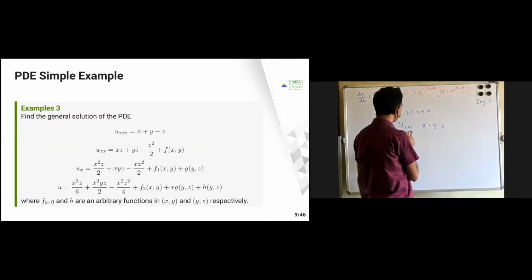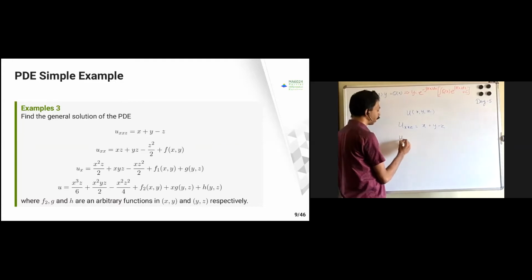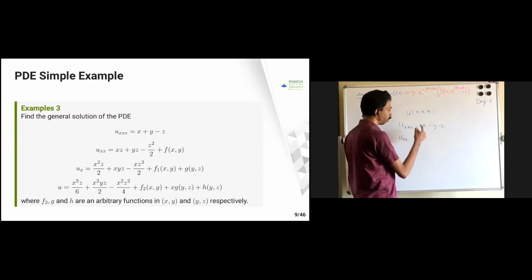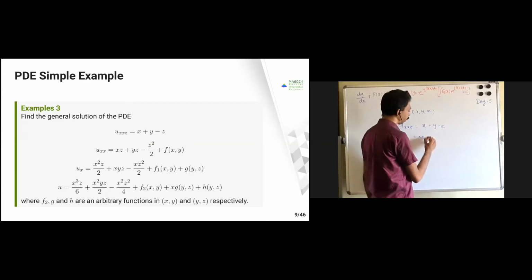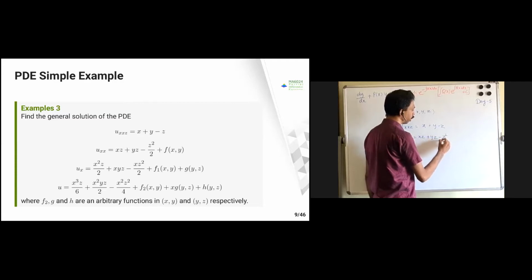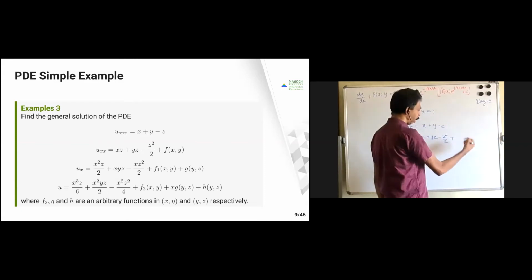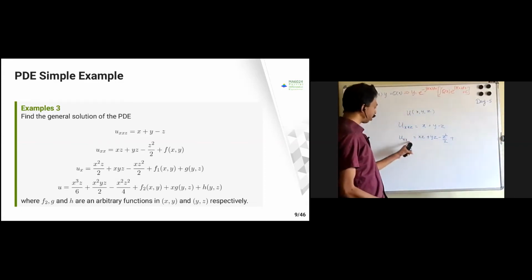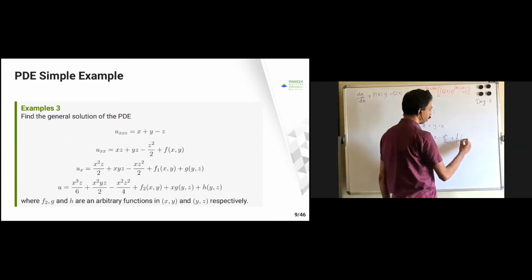So I'm just going backward. First I will integrate with respect to z. So uxx, integrating with respect to z: x is constant, therefore this will become xz. y is constant with respect to z, so it will become yz. And I have z here, minus z square by 2. Plus some arbitrary function will come, since I'm just integrating with respect to z. Therefore, a function independent of z will come, so independent of z is x, y.